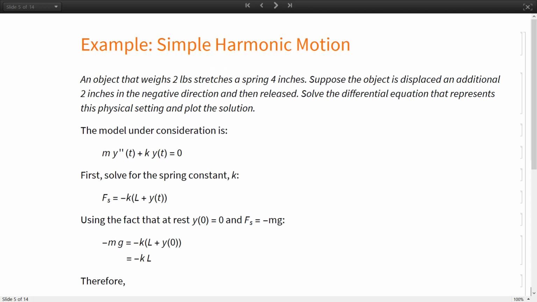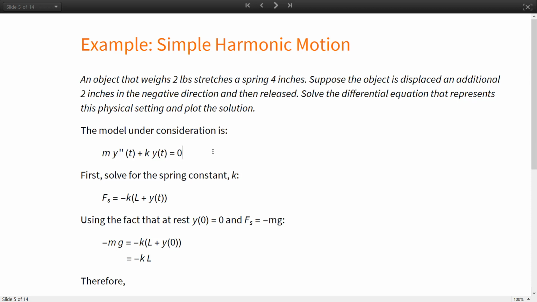Consider an object weighing 2 pounds hanging from a spring. The object stretches the spring by 4 inches when the mass is at rest. Suppose that the object is then displaced an additional 2 inches downward, then released. We want to set up and solve the differential equation that represents this physical situation, then plot the motion of the spring over time. We have seen that the model of an oscillating mass on a spring can be represented by this second-order differential equation.